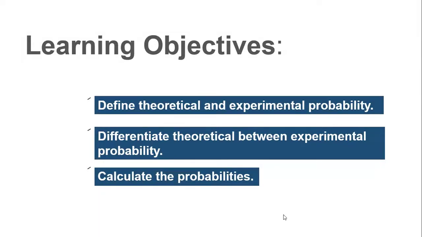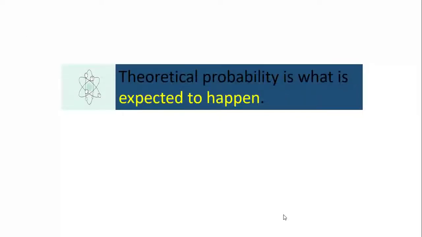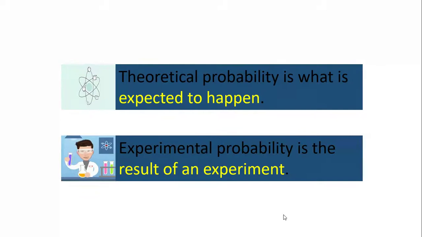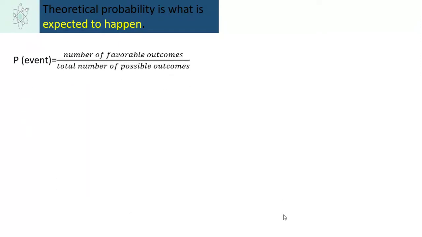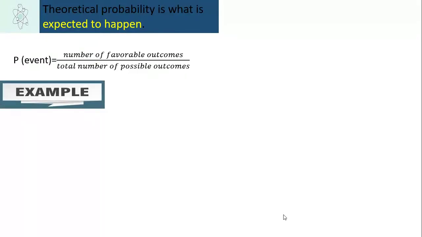At first, let's define theoretical probability and experimental probability. When we say theoretical probability, it is what is expected to happen, while experimental probability is the result of an experiment. The formula in getting the probability theoretically is number of favorable outcomes divided by the total number of possible outcomes. Let's have an example.